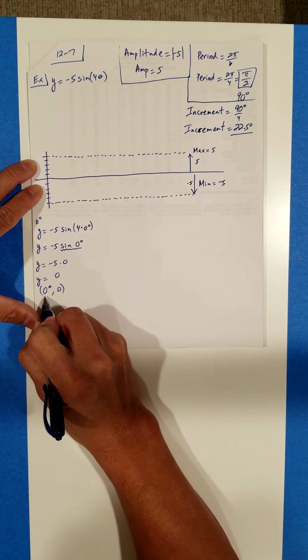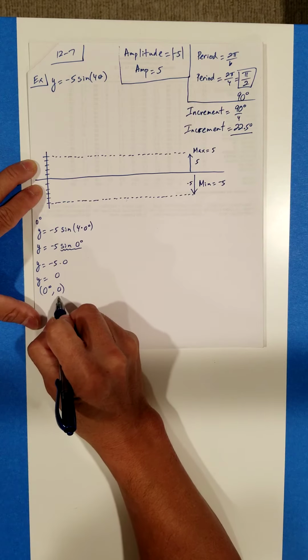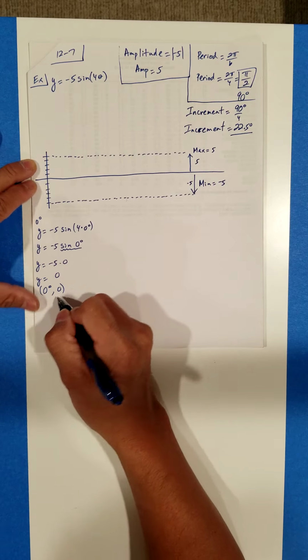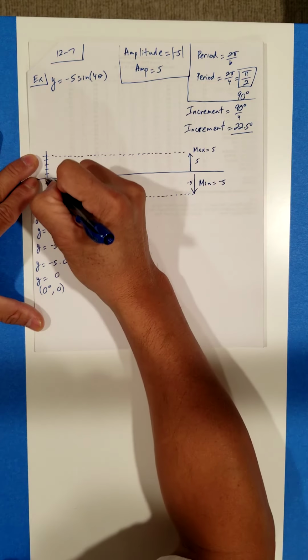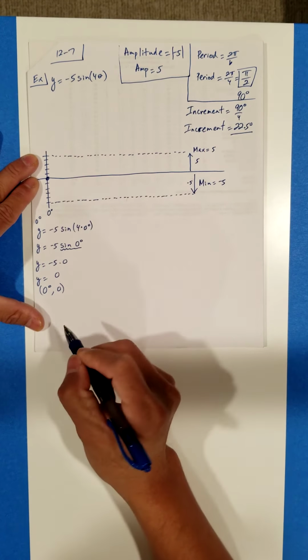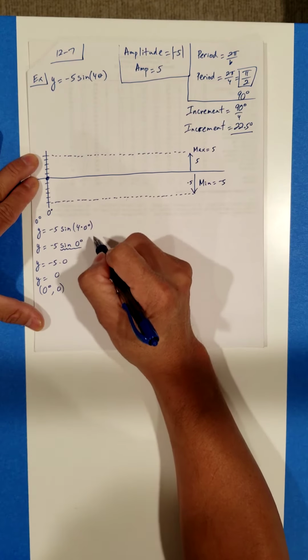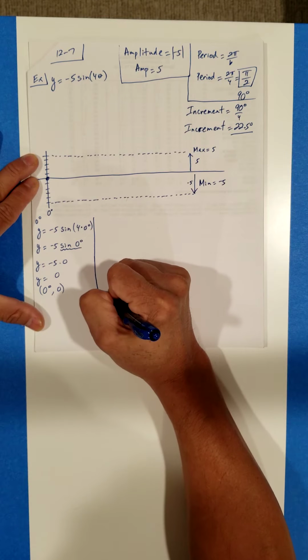My first number is going to be the angle. My second number is the height. So I'm going to go over here in my graph, 0 degrees. My height is 0 right there. Make a dot.